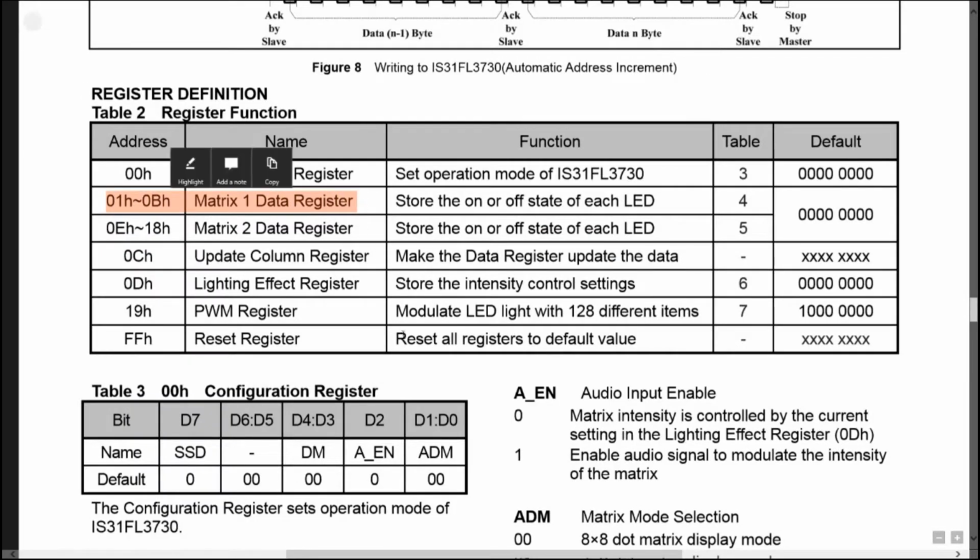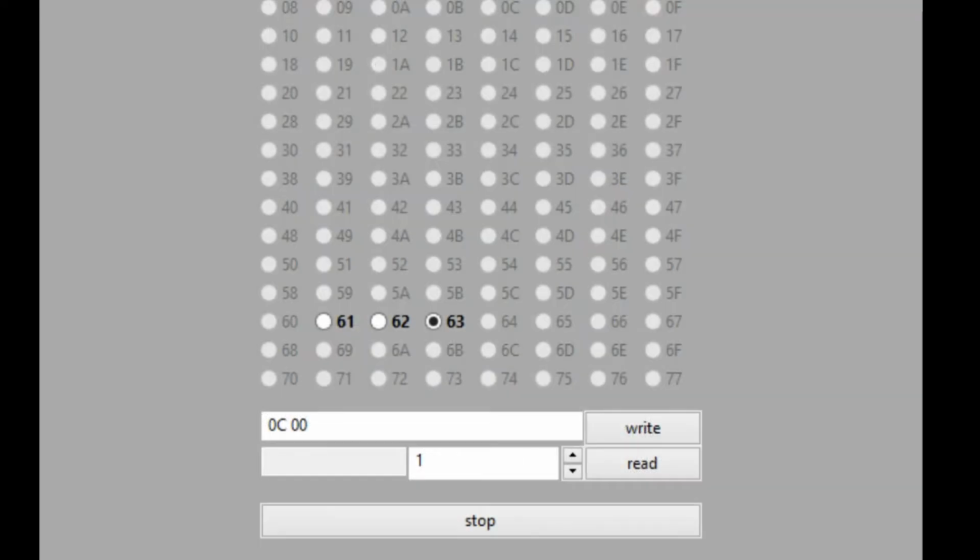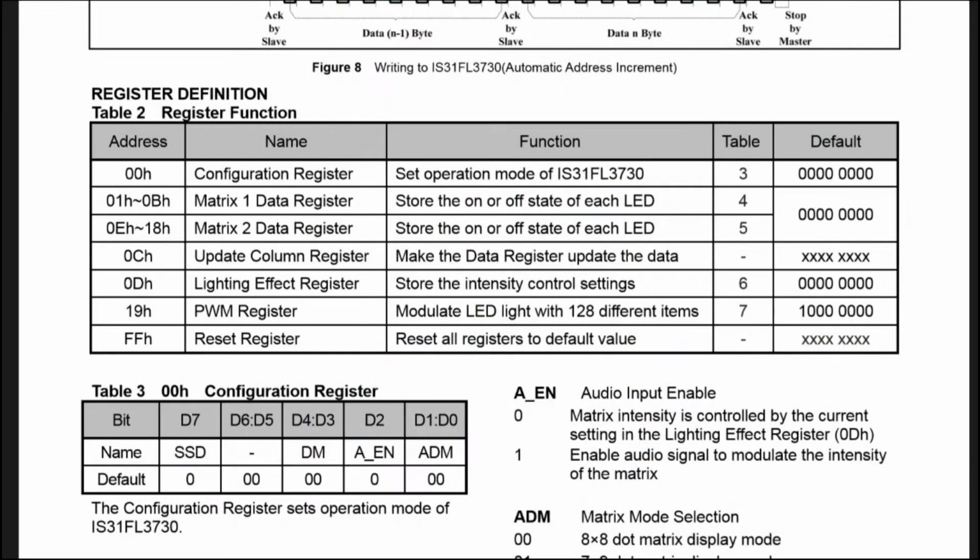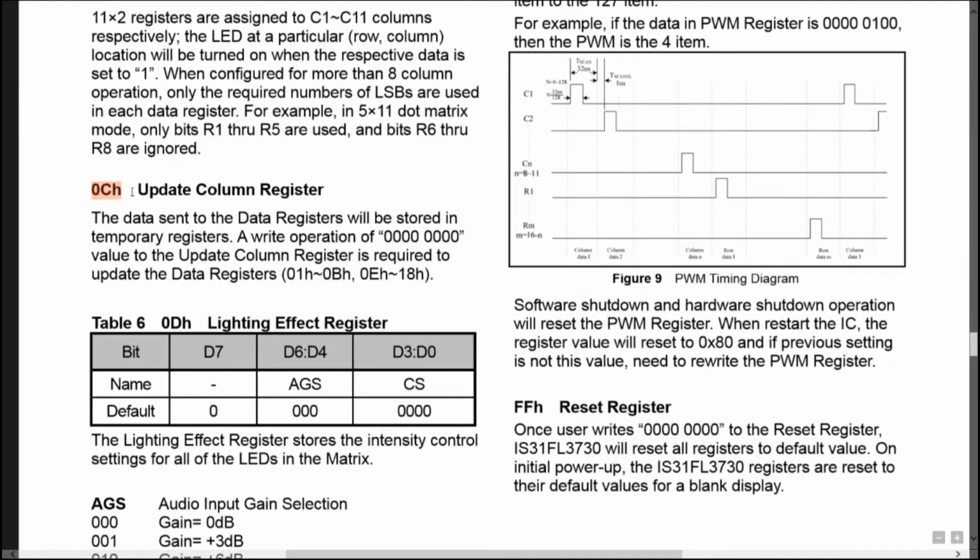Addresses 01 through 0B is where the data for matrix 1 goes. The starting address for matrix 2 is 0E, so a stop command will have to be sent in order to write data to that display. There are two register addresses between matrix 1 and 2 that should probably be skipped instead of incremented through. The first register after matrix 1 is the update register, 0C, which allows the display memory to be output to the display.